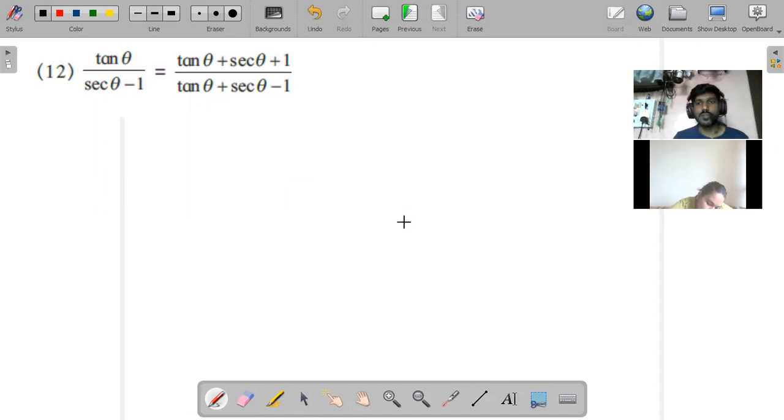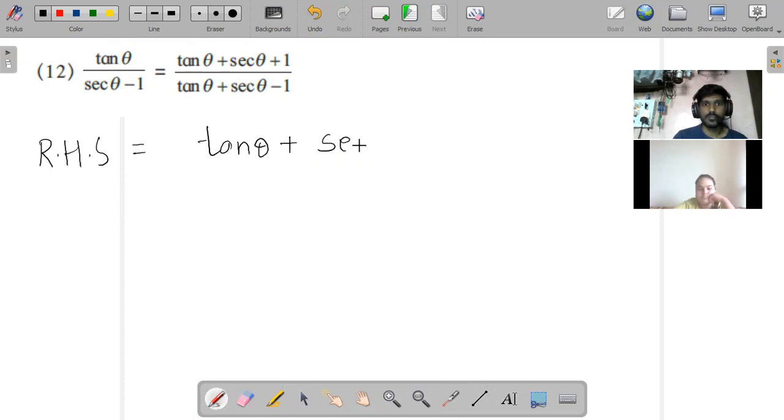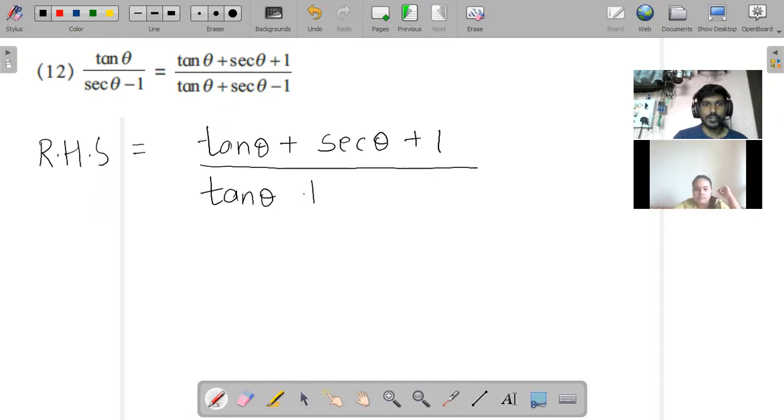Okay, so in the 12th sum, the right hand side is much more complicated and much bigger. So we'll start using the right hand side, and from the right hand side we'll make it equal to the left hand side. So take the right hand side. RHS is equal to tan theta plus sec theta plus 1 upon tan theta plus sec theta minus 1.